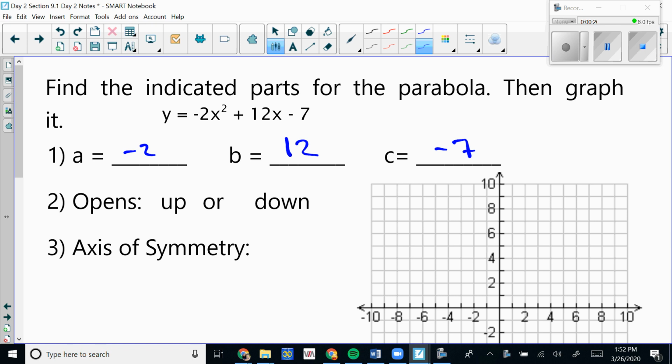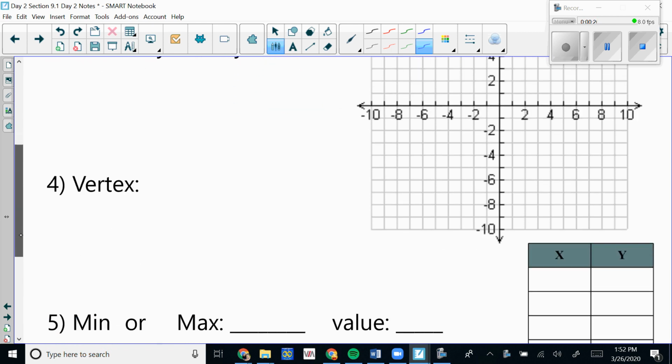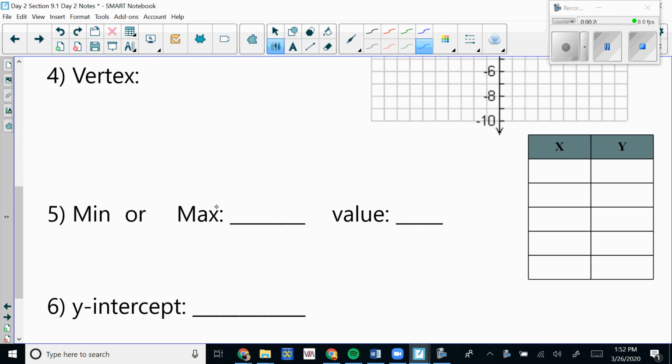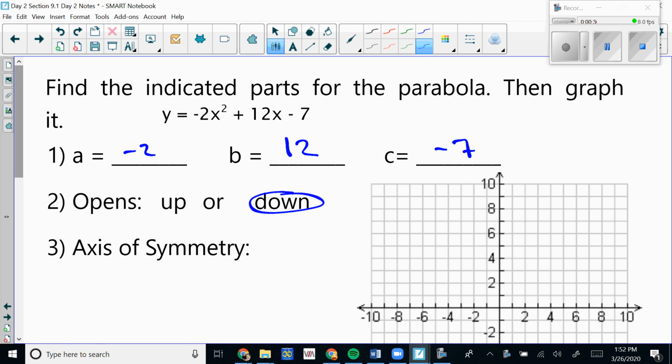All right, this opens down because the A term is negative. Then I'm going to skip down here and say that it has a maximum. Whenever the A is negative, it opens down and has a max. If it were to open up, it would have a minimum. The axis of symmetry, remember, is x equals -b over 2a.